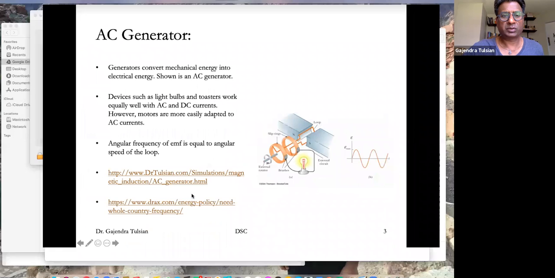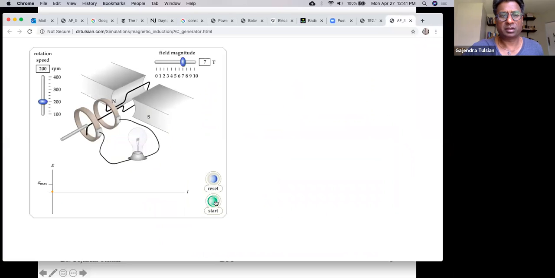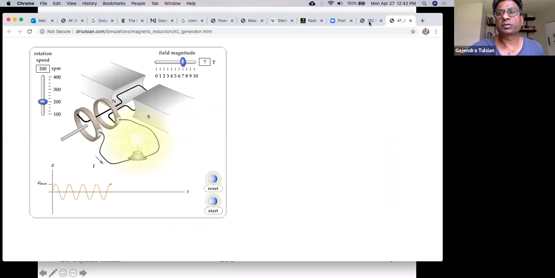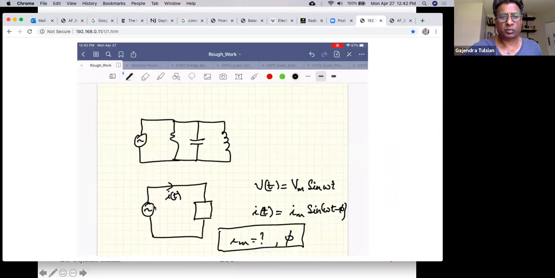All right, so that was an AC source. So again, here's an AC source. This is what we are connecting to the circuit that I showed you. That's what this AC source is, and the voltage is given by the amplitude of the voltage times sine omega t.